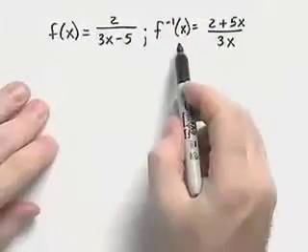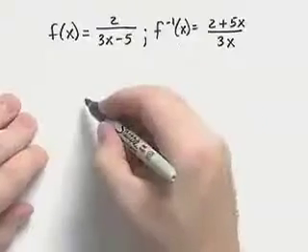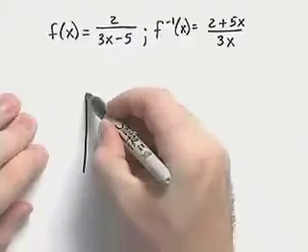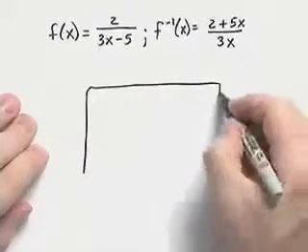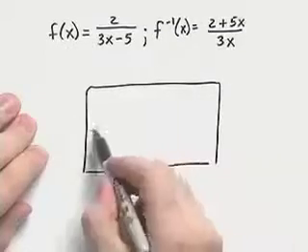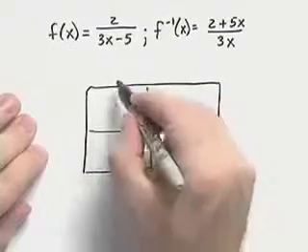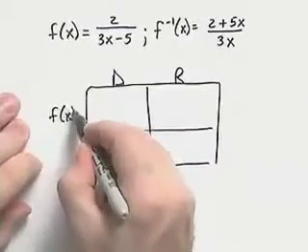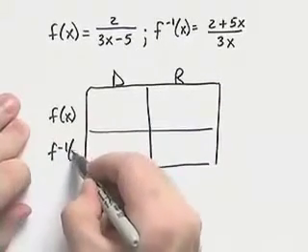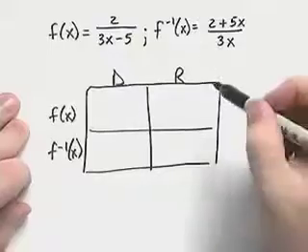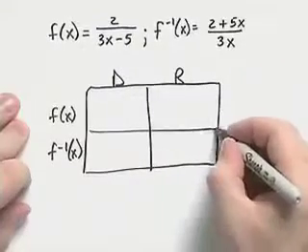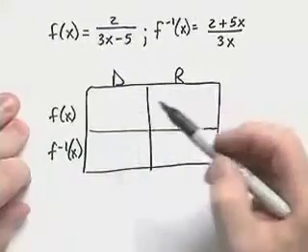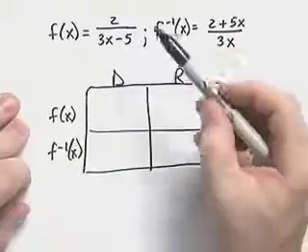Next, we're going to find the domain and range for the function and the inverse. Here we have our function and our inverse function written down. We're going to create a table where we can summarize our information. So we're going to have the domain and the range, and we're going to look for f of x and f inverse of x. Finding the domain is often easy. The range can be difficult. So we're going to find the domains of the function and the inverse first.